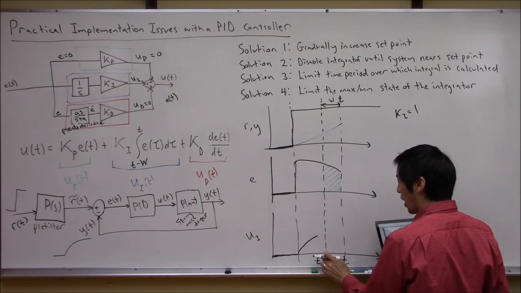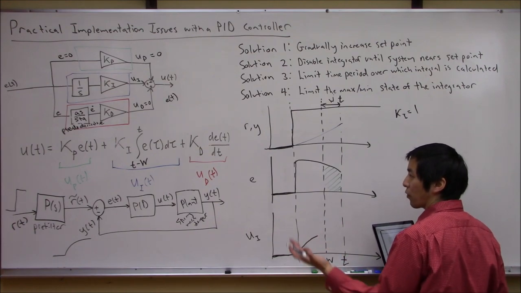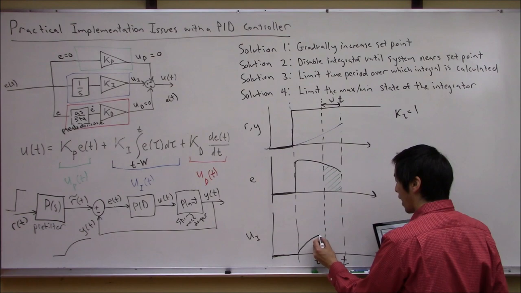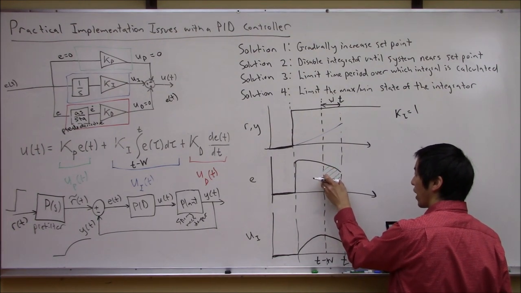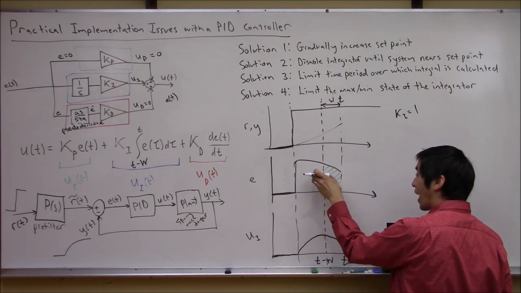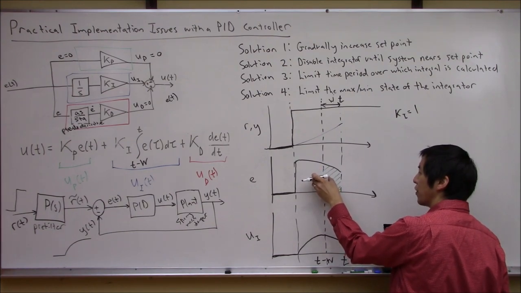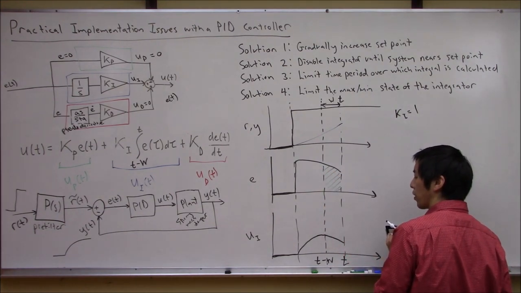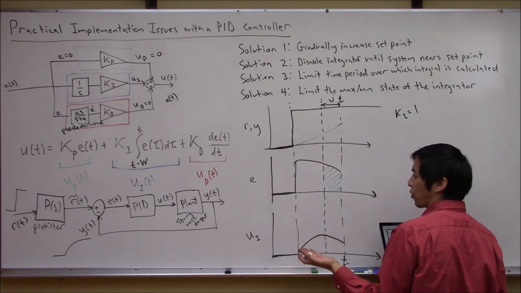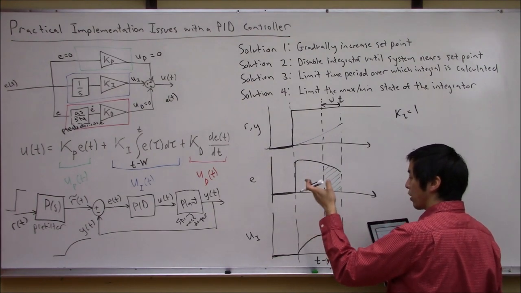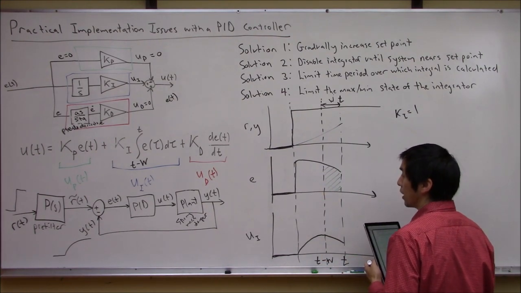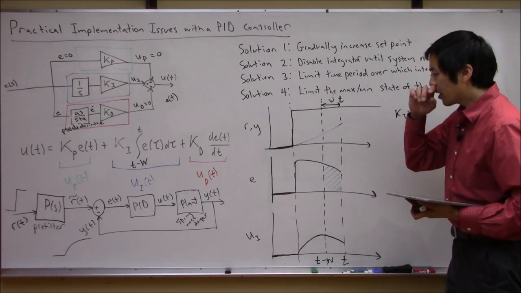But once you get past W seconds, it's going to start changing its behavior from a standard PID controller, and it will probably do something like this. Because with this look back window, the area under the error curve is getting smaller and smaller as you move forward. So this is another way that you can limit the amount of error that the integrator is allowed to accumulate.